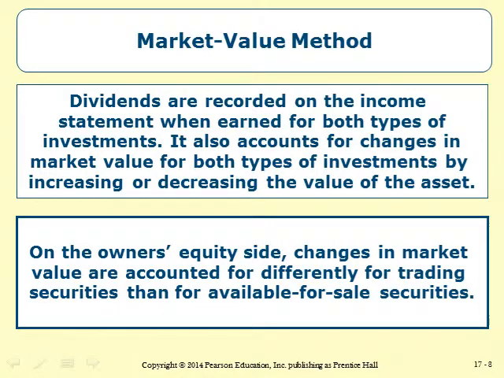The investor company records dividend revenue on its income statement when received for both types of investments. It also accounts for changes in market value for both types of investments by increasing or decreasing the value of the asset. However, on the owners' equity side, the investor company accounts for changes in market value differently for trading securities than for available for sale securities.